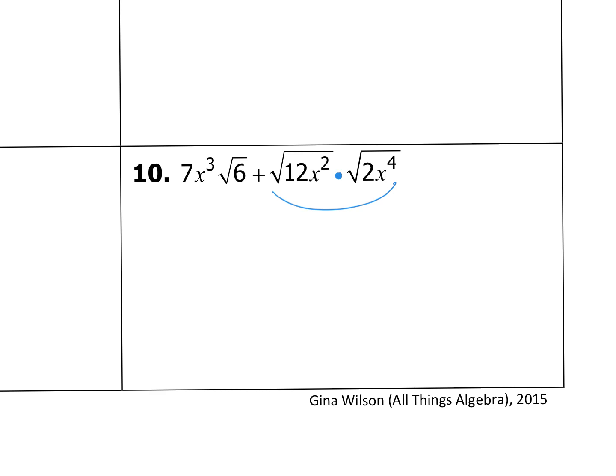So multiply first. Whatever I don't use, I drop it down and take care of that later. So square root of 24x to the power of 6. Okay. All right, 24 will be root 4 times root 6, because 4 times 6 is 24. Square root of x to the power of 6.